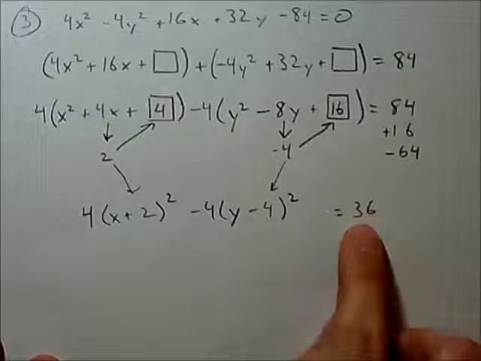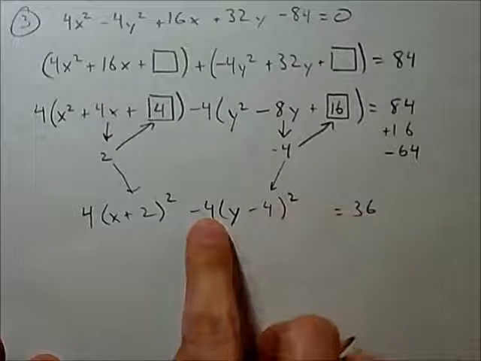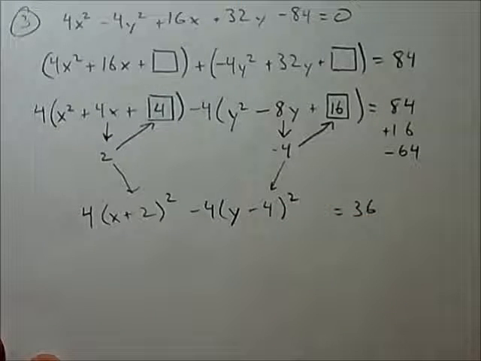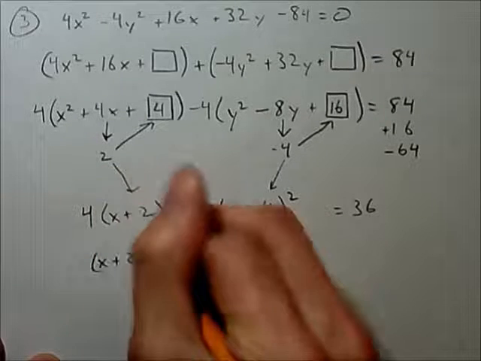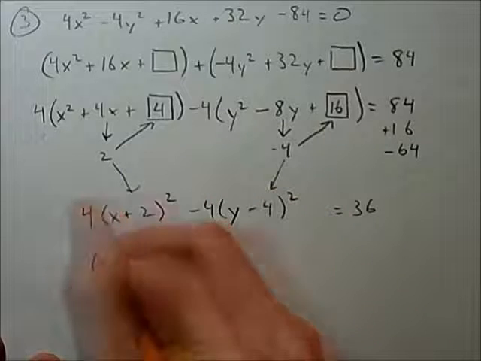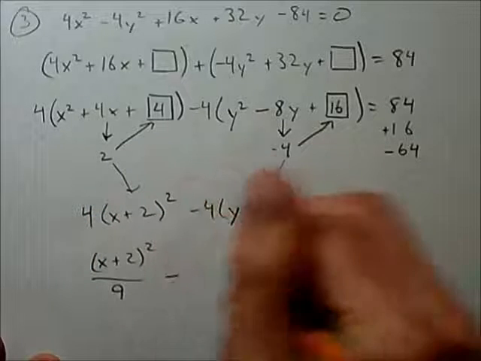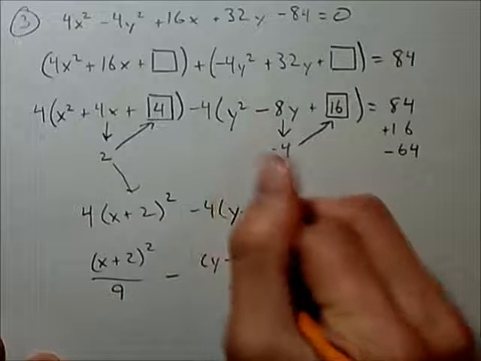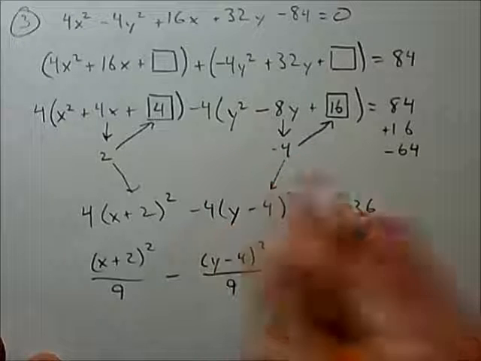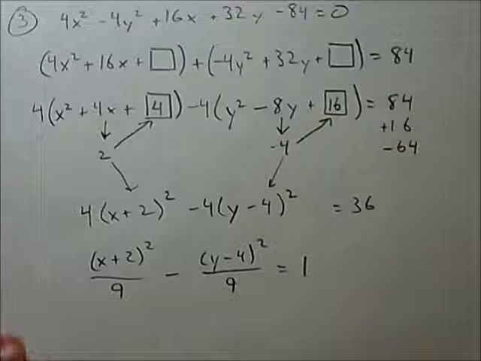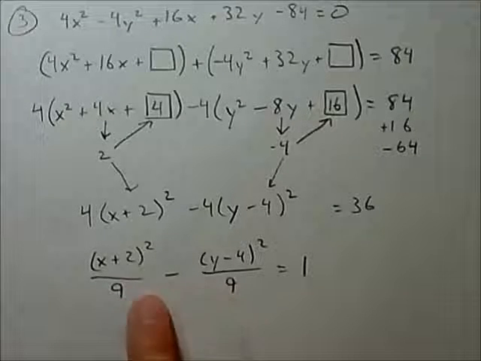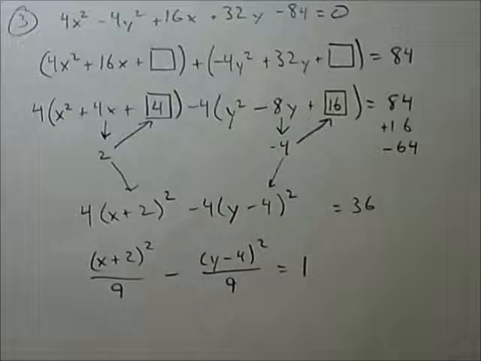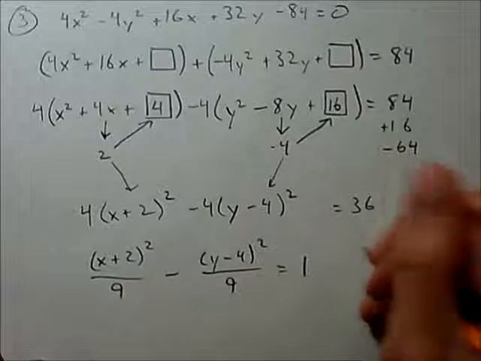We need to divide through by 36. So 4 divided by 36 is 1/9. So we'll have x plus 2 squared over 9 minus y minus 4 squared over 9 equals 1. Now, we have the same number on the top and the bottom here. It's still going to be a hyperbola. That's okay. So, let's go on to find these things we need to find.